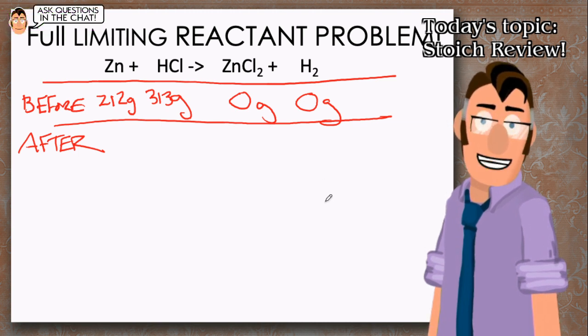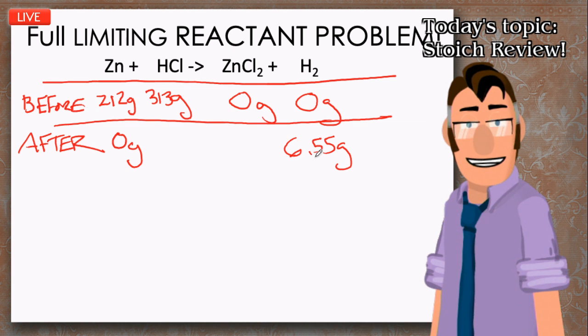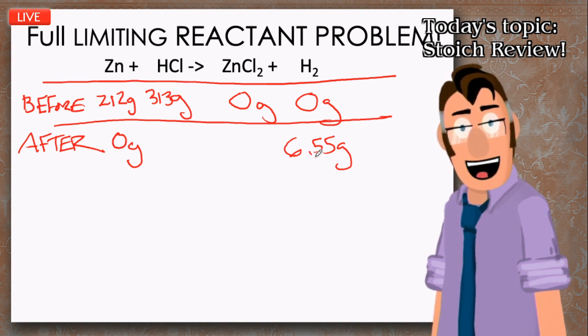And so we figured out that zinc was our limiting reactant, right? So there's going to be no zinc left. We figured out that we are going to produce 6.55 grams of hydrogen, right? That was our first stoichiometry problem where we did the limiting reactants. Oh, good.